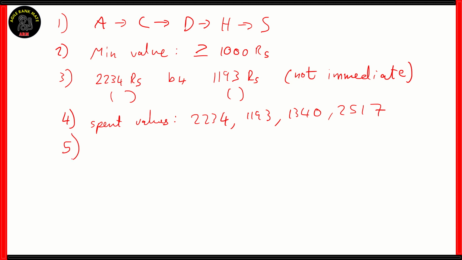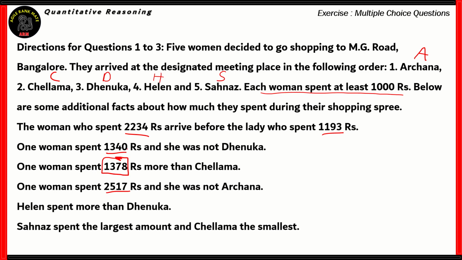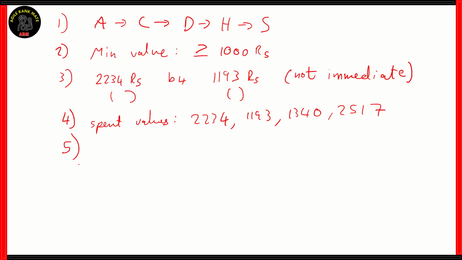Now for clue 5, we can club up the two statements where a value is not ascribed to someone. We know that 1340 is not D and 2517 is not A. So we can just write them down as one particular clue. The value assigned to Dhenuka, or D, cannot be 1340. Similarly, Archana, or A, cannot have the value 2517.